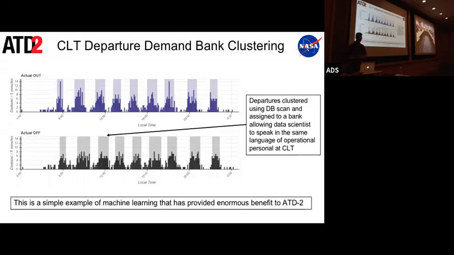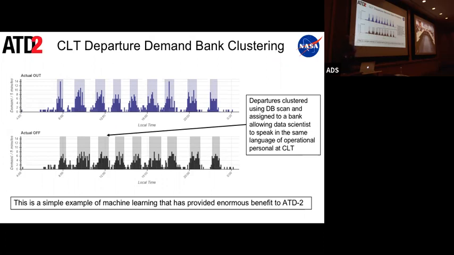One last thing here is that we talk about bank operations, or the banks at Charlotte, which are these concentrated time periods of demand. It's very easy for us to look with our eyes and say, okay, I see the concentrated time period of demand. But we actually need some automated way to define and detect banks. So we used a clustering algorithm that automatically clusters the demand into these distinct banks, and now an aircraft is assigned to a bank if it operated within that distinct cluster of the demand.